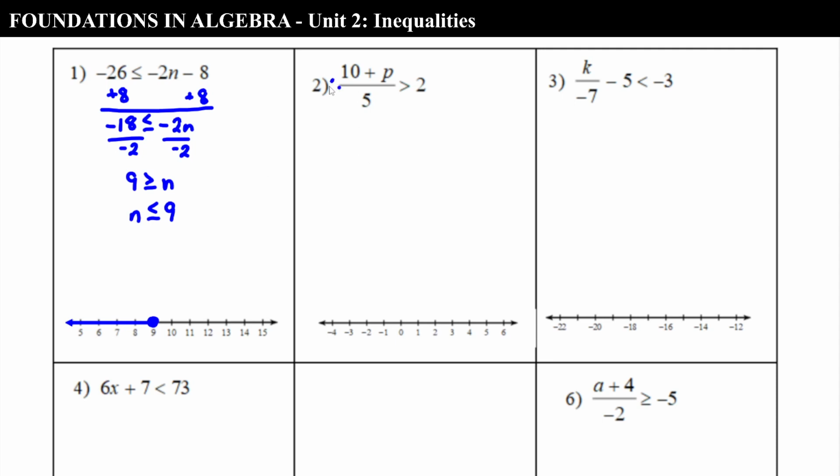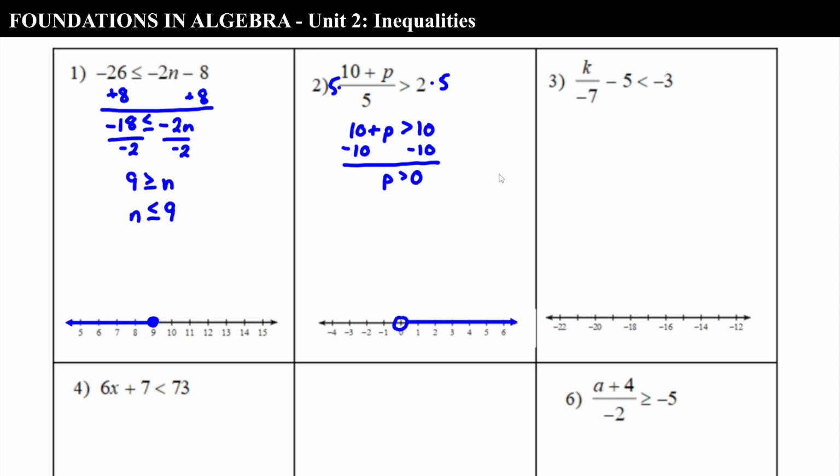For this one, we're going to multiply each side by 5 first. That gives us 10 plus p is greater than 10. Subtract 10 from each side, and we're left with p is greater than 0. So we have an open dot at 0, and we are going to graph to the right.